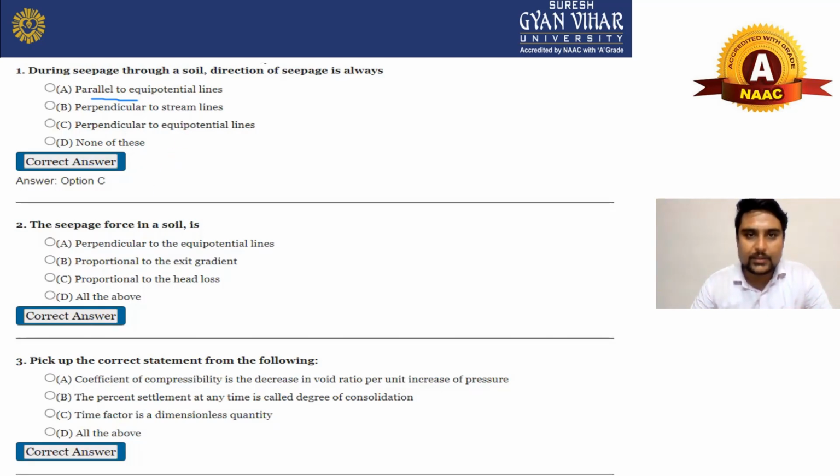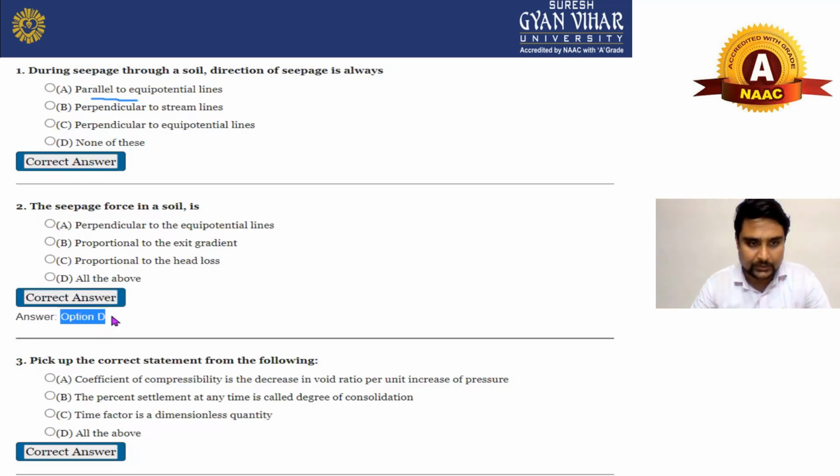Now we will see the next question. The seepage force in a soil is, what is the seepage force? It is perpendicular to the equipotential line, it is proportional to the exit gradient, proportional to the head loss, and all of the above. Let's see what will be your right answer. Right answer will be D. D will be your right answer.